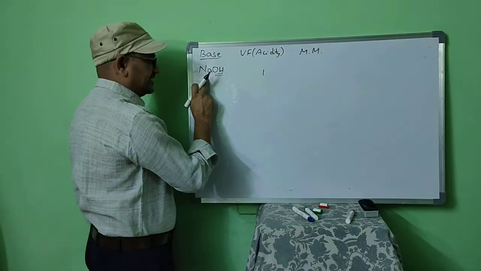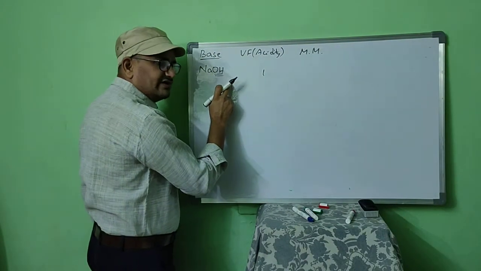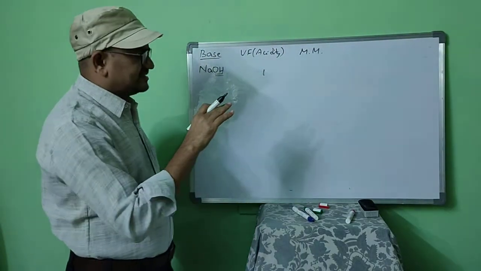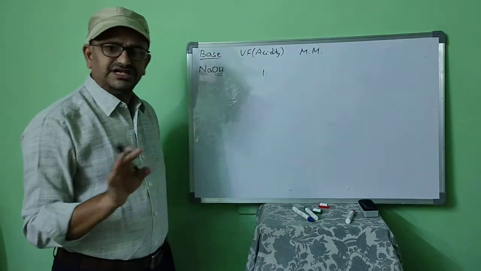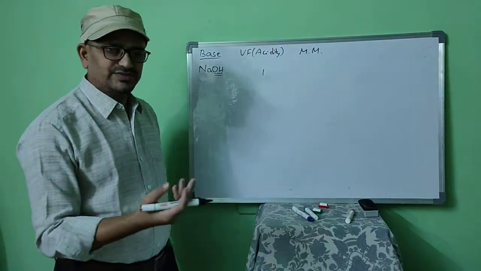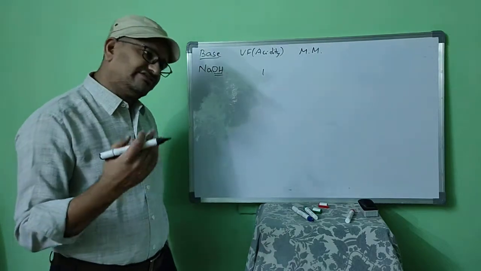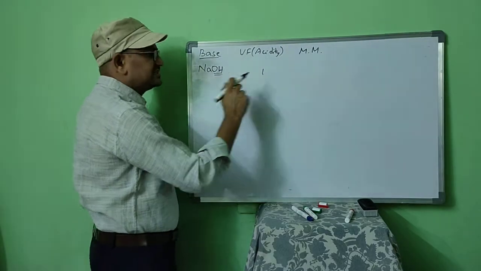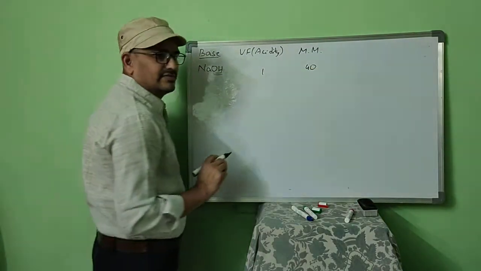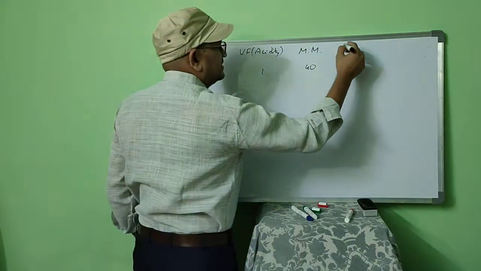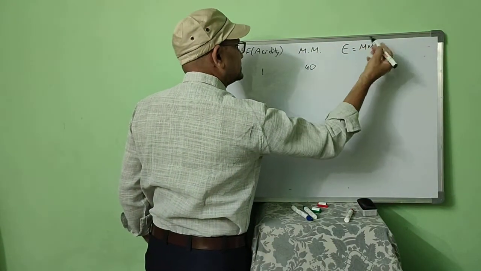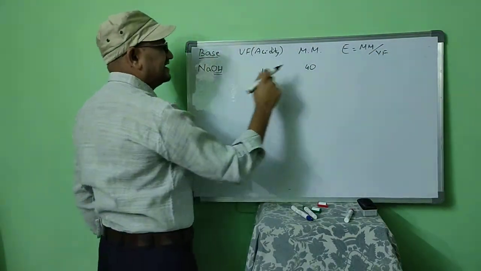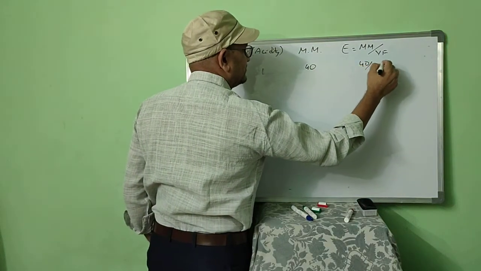It is 23 for sodium, 16 for oxygen, 1 for hydrogen. These atomic mass values are almost unique. That means they are standard values only. There won't be any change in their atomic mass values because we are following isotopic mass, right? Every reference book gives the same values. You need not worry. 23 plus 16 plus 1, how much is it? 40. How do you calculate equivalent mass? Equivalent mass is nothing but molar mass divided by its valency factor. Right? What is the valency factor? 1. So 40 by 1, 40.